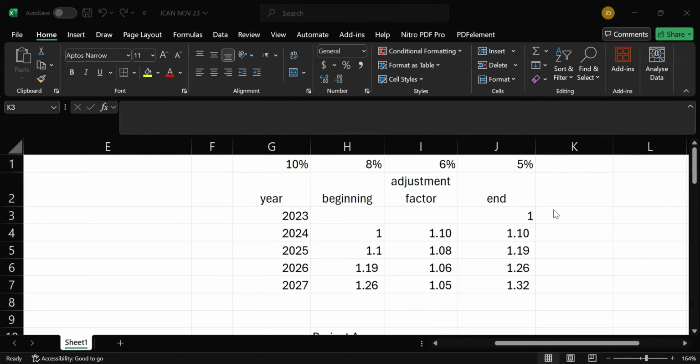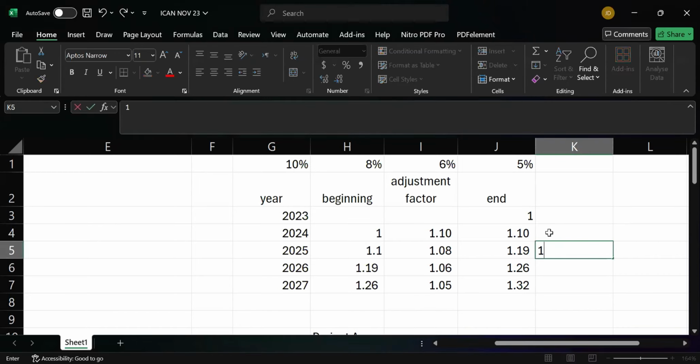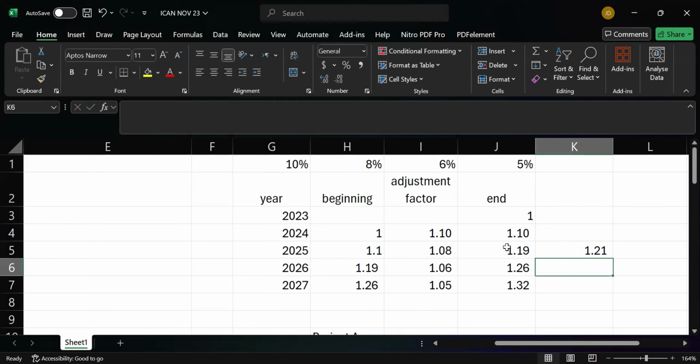Okay, 1.1 raised to power of 2 will have given me 1.21. This will have been 1.21 instead of 1.19, because inflation is 10%, 10%. But if you look at the inflation in subsequent years reducing, this becomes 8%, 6%, and 5%. Okay, so this will have been 1.21. This year 3 will have been 1.1 raised to power 3, and so on. So now I've gotten the adjustment factor.